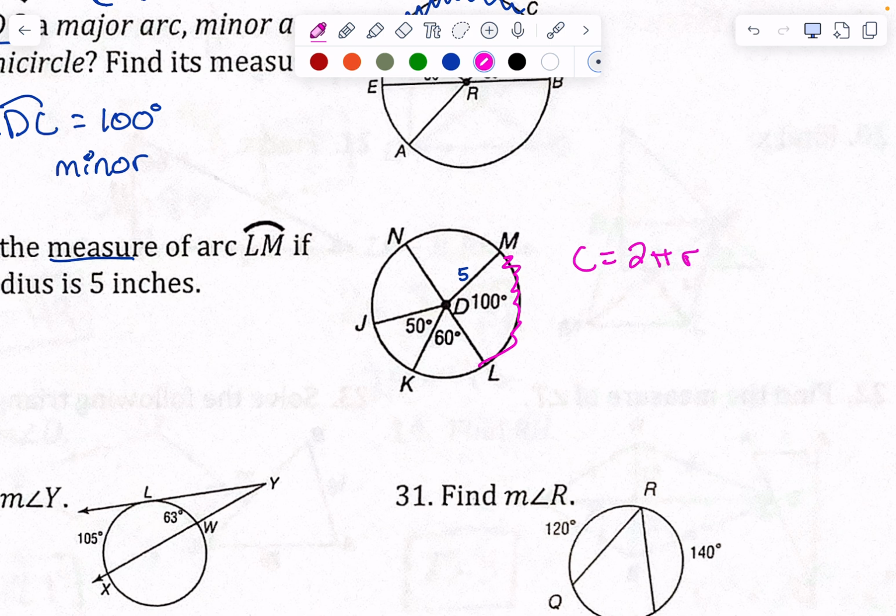2 pi r. But the radius is 5. So the whole circumference would be 10 pi, but I don't want the whole circumference. I only want 100 out of 360. This is the fraction of the circle that I want, right? Or 10 over 36 or 5 over 18, whatever you want to multiply by.